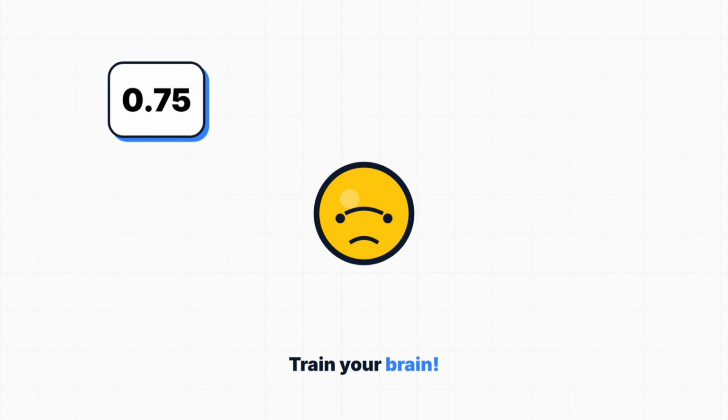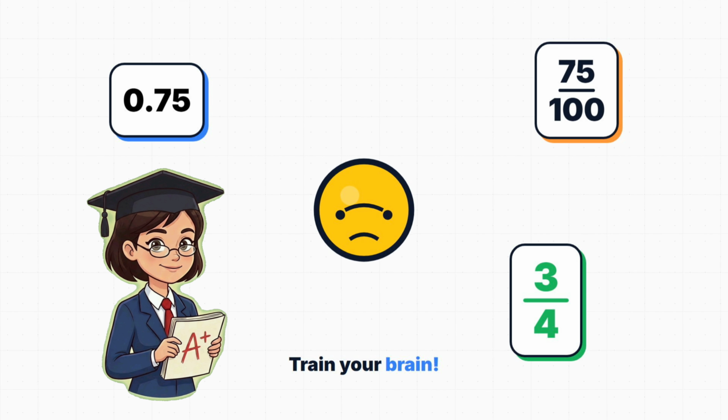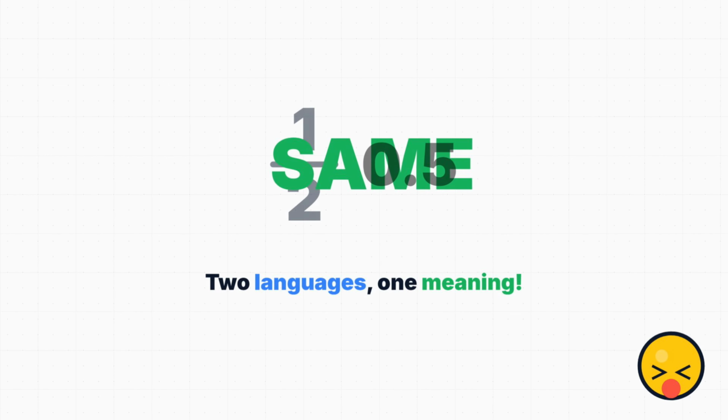Train your brain like this. When you see 0.75, think 75 over 100, then simplify. Fractions and decimals are just two ways to show the same amount.